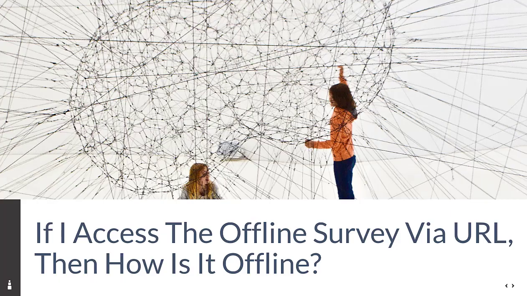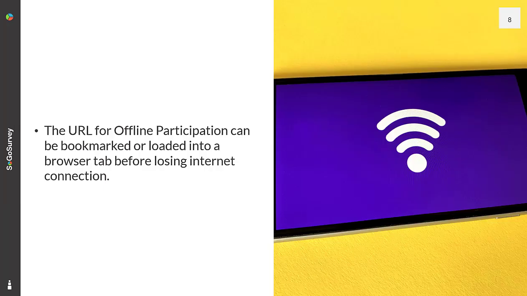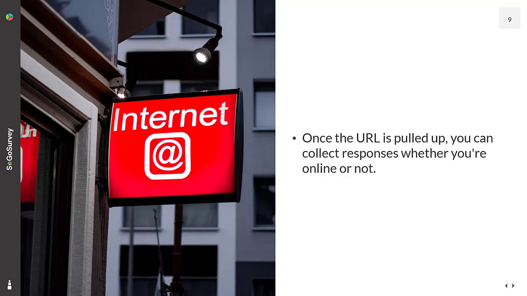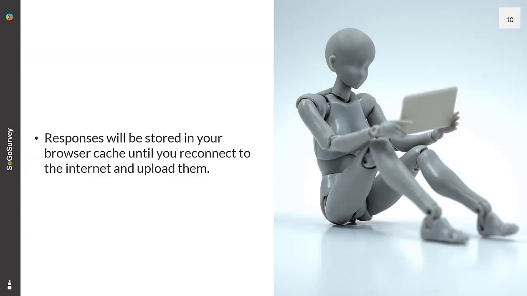If I access the offline survey via URL, then how is it offline? The URL for offline participation can be bookmarked or loaded into a browser tab before losing internet connection. Once the URL is pulled up, you can collect responses whether you're online or not. Responses will be stored in your browser cache until you reconnect to the internet and upload them.